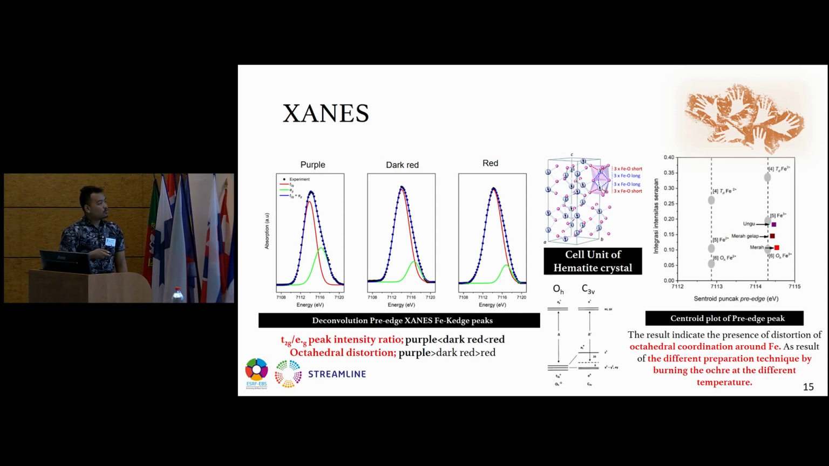We confirm this with the centroid plot of the pre-edge peak. The result indicates the presence of distortion in the purple pigment due to the octahedral coordination around the iron, as a result of the different preparation techniques by burning the ochre at different temperatures. This assumption was already confirmed by Bora et al., 2012 in the case of synthetic hematite.